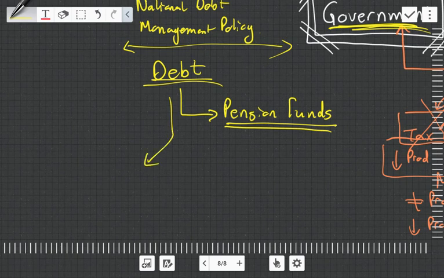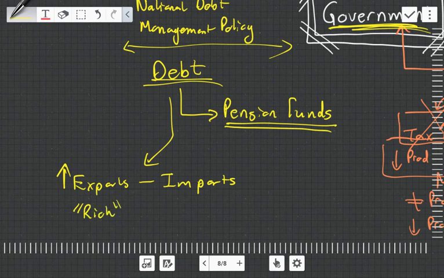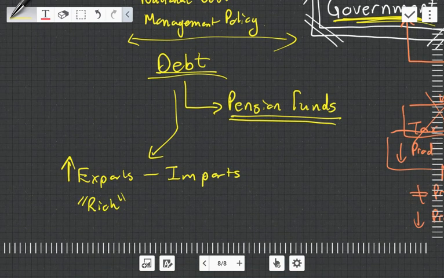Debt basically comes down to exports minus imports. The idea being that if a country exports more than it imports, so if exports are larger, then the country is seen as rich or making a profit. And if imports are higher than exports, then the country is seen to be in debt, and this is bad.